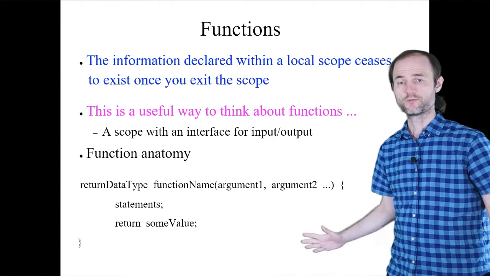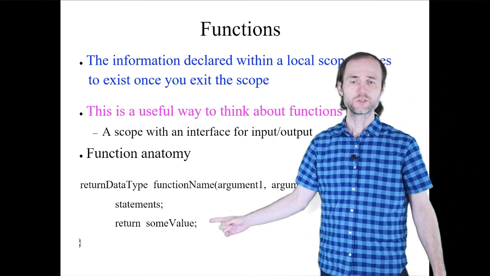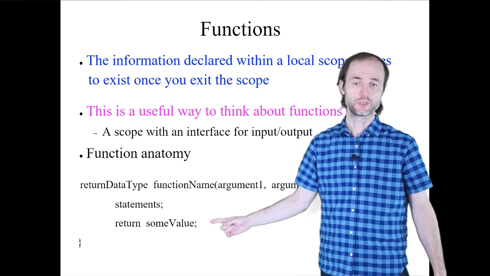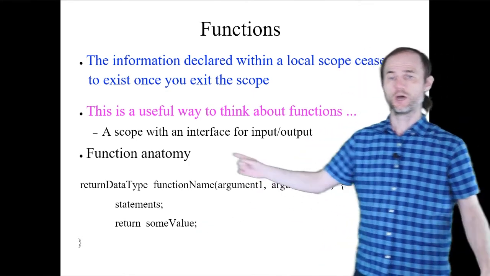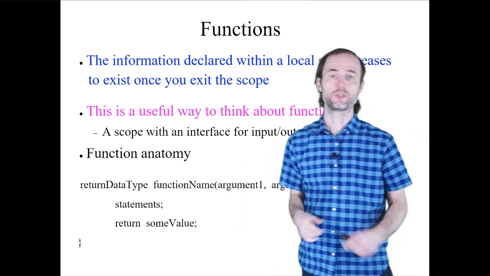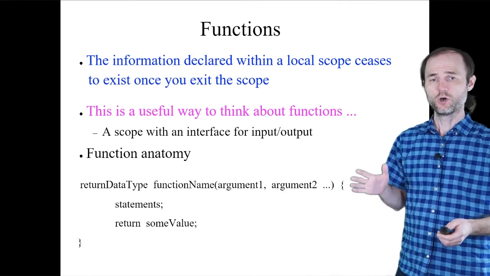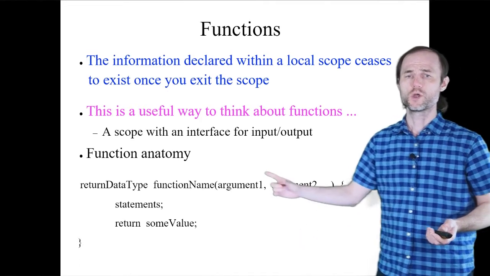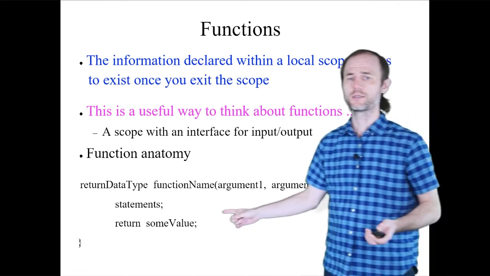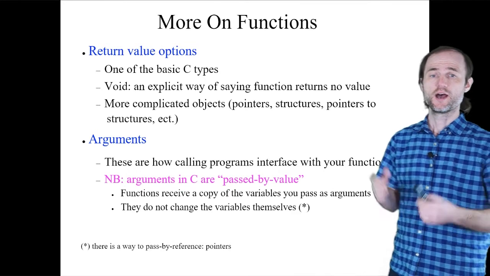The body of the function consists of statements, just like a scope would, but at the end you can have this optional return statement, return blah, where blah would be the return value of the function, that better be consistent with the return data type that the function declaration lists. So honestly, the function itself looks like a scope with input and output. But that's not the whole story.